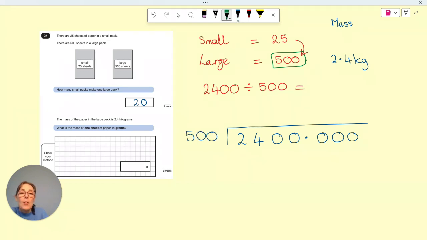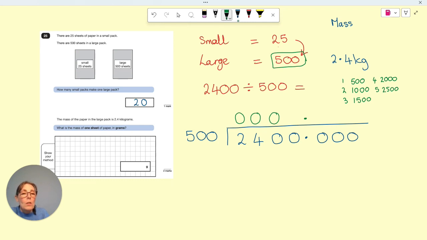So we say, how many 500s fit into 2? They don't. How many 500s fit into 24? They don't. How many 500s fit into 240? They don't. How many 500s fit into 2,400? They do. So we've got 500 is 1. 2 500s is 1,000. 3 500s is 1,500. 4 500s fit into 2,000. And then 5 500s fit into 2,500.